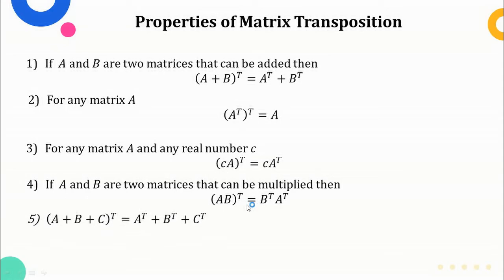How about number 5? Number 5 is the same as number 1. A plus B plus C, close bracket, power T, gives A power T plus B power T plus C power T. The number 6 is the same as number 4. A times B times C, power T, means C power T times B power T times A power T. So guys, without further ado, let's jump to the example.